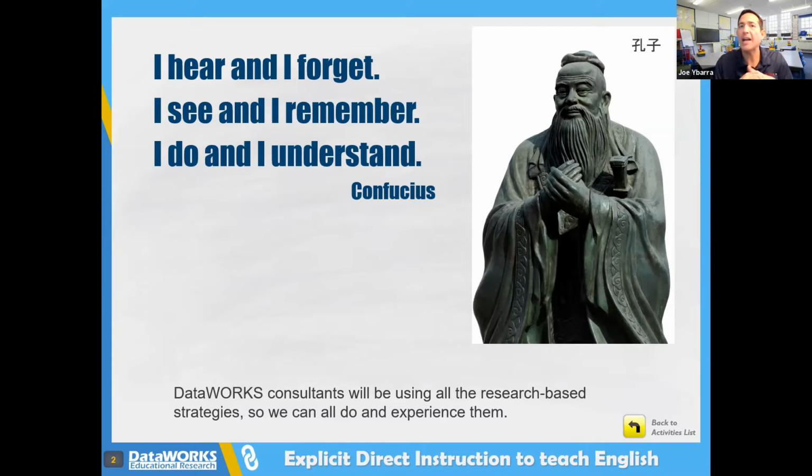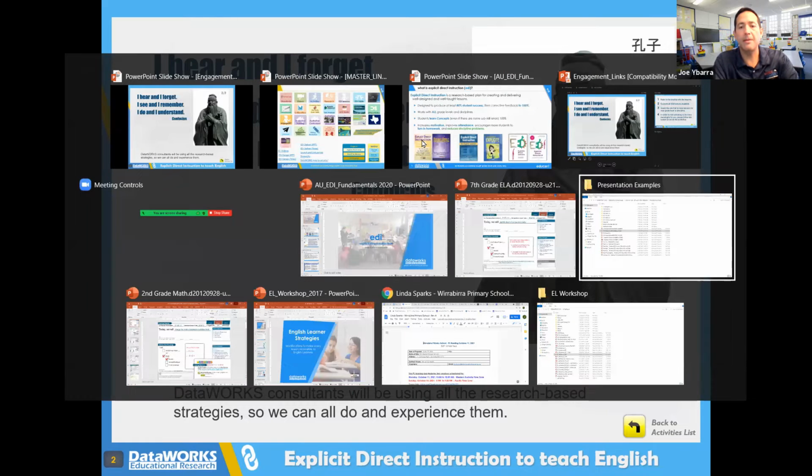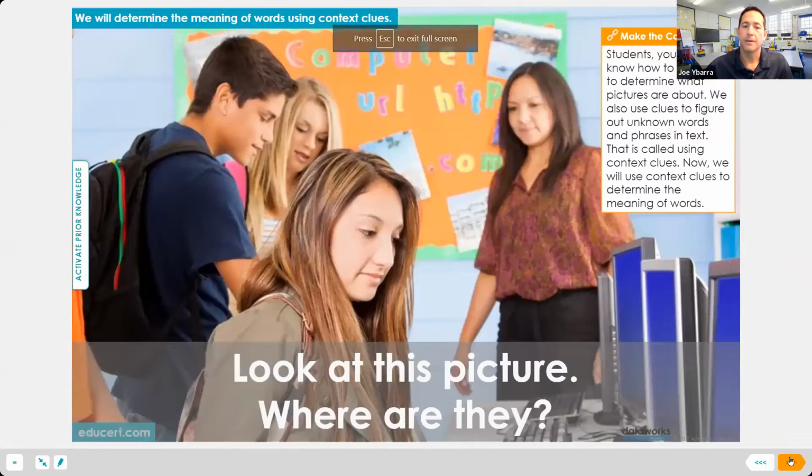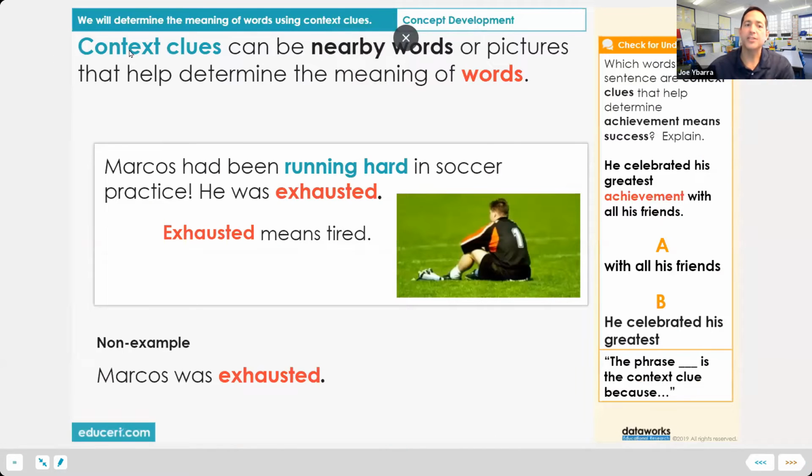Okay, can you actually do what I am teaching you? Let me show you a little example of that. What I mean by that, I can teach students this definition: context clues can be nearby words or pictures that help determine the meaning of words. I can even get them to memorize that.